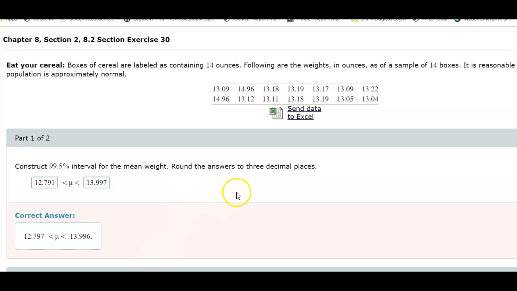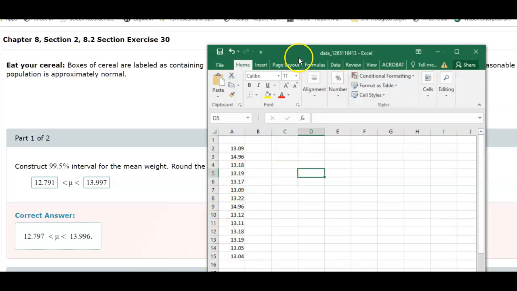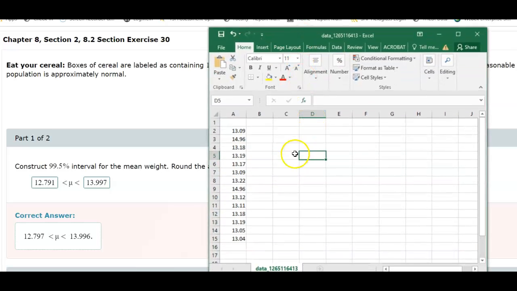When you're looking at a problem like this, one of the things I recommend that you do, at this point in the semester, is send the data to Excel. I don't want you to have to try to calculate the standard deviation by hand, so send the data to Excel, and you're going to get the data in an Excel spreadsheet like this. At this point, allow Excel to do the calculations for you.